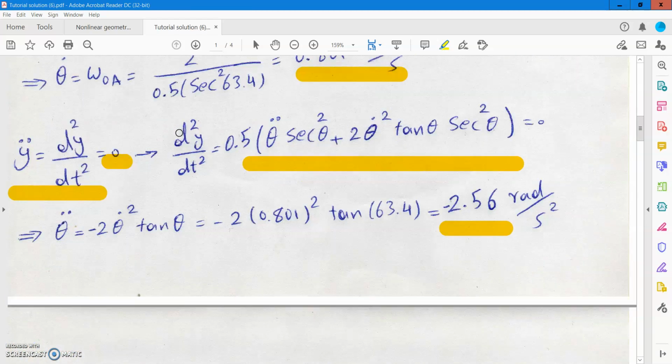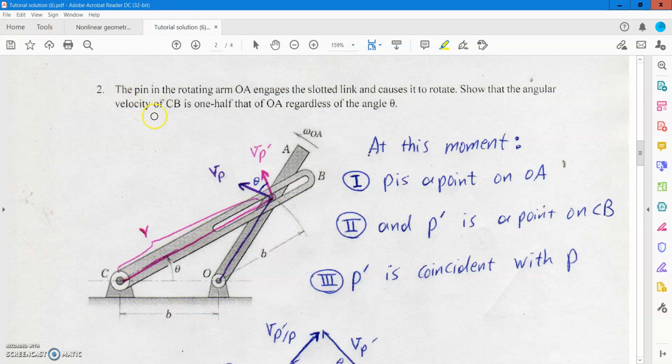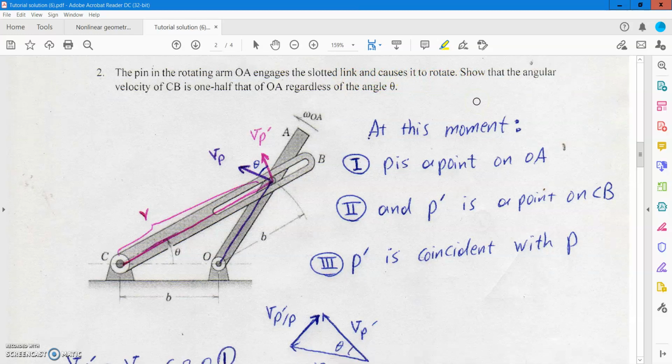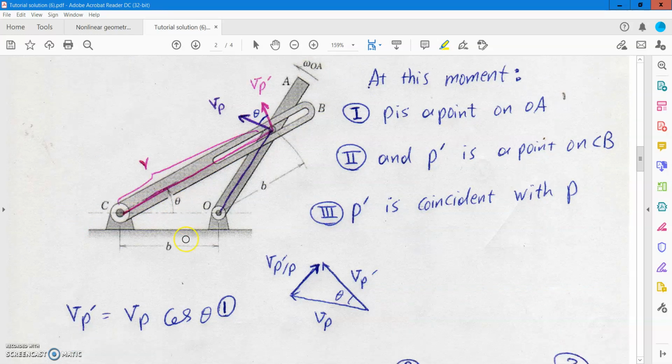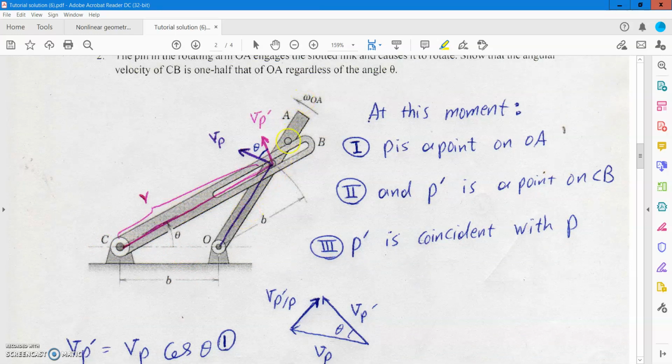Okay. The second problem: we have the pin in the rotating arm OA engaging the slotted link and causing it to rotate. Show that the angular velocity of CB, this link, is 1/2 that of OA regardless of the angle theta. So we need to find the relation between these angular velocities. We know that the angular velocity of OA is omega OA.